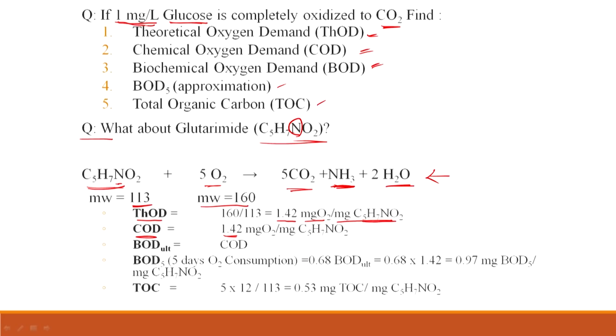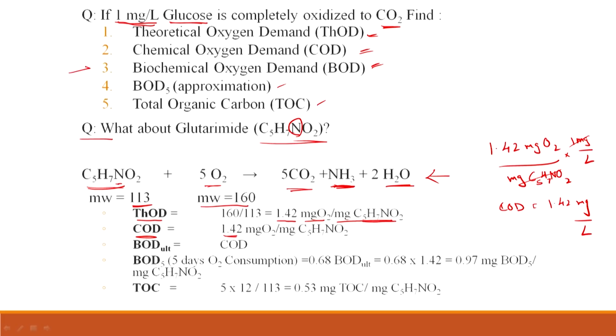If it was 1 milligram per liter of glutaramide, you can multiply accordingly. We know that it is 1.42 milligrams of O2 per milligram of C5H7NO2, and if the glutaramide concentration in water is 1 milligram per liter, the units cancel out and the COD is going to be equal to 1.42 milligrams per liter. That is a pretty simple aspect.